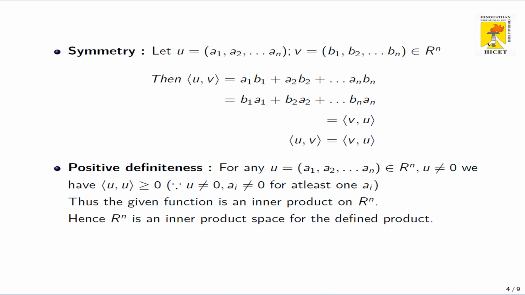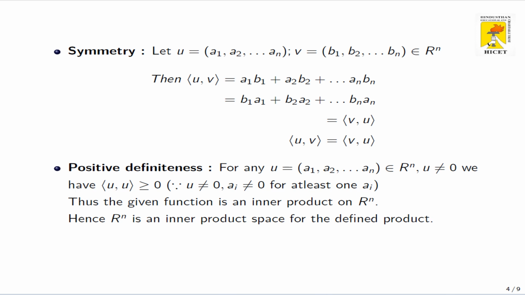AB is nothing but BA, so that we can rewrite b1 a1 plus b2 a2 plus up to bn an, which is equal to the inner product of V comma U. Therefore, the symmetry condition is also satisfied.